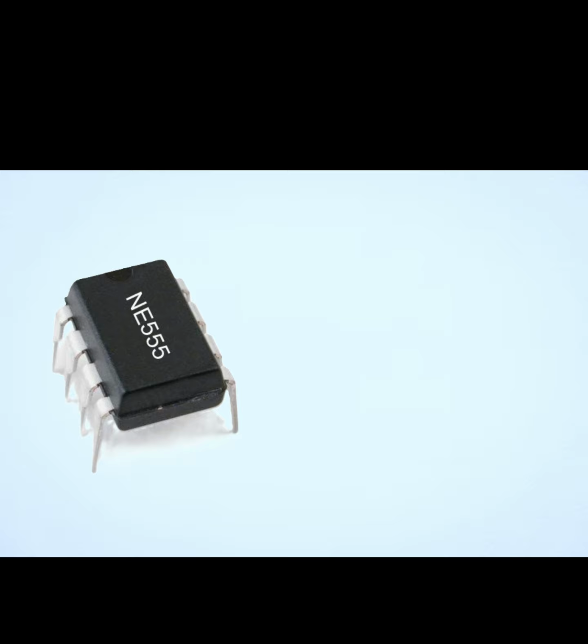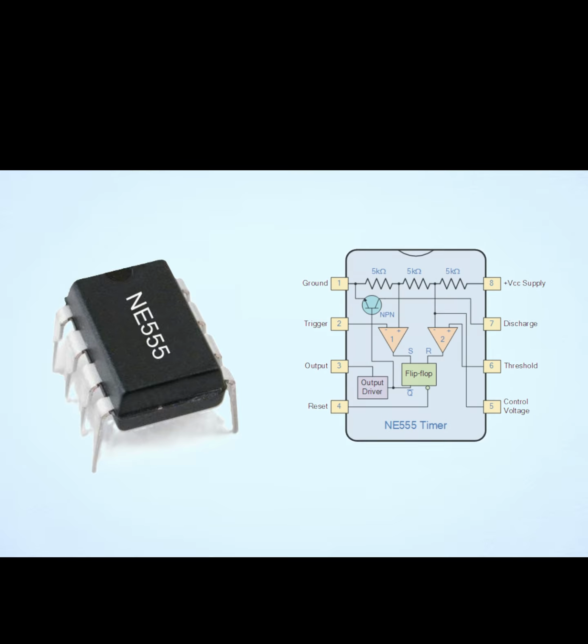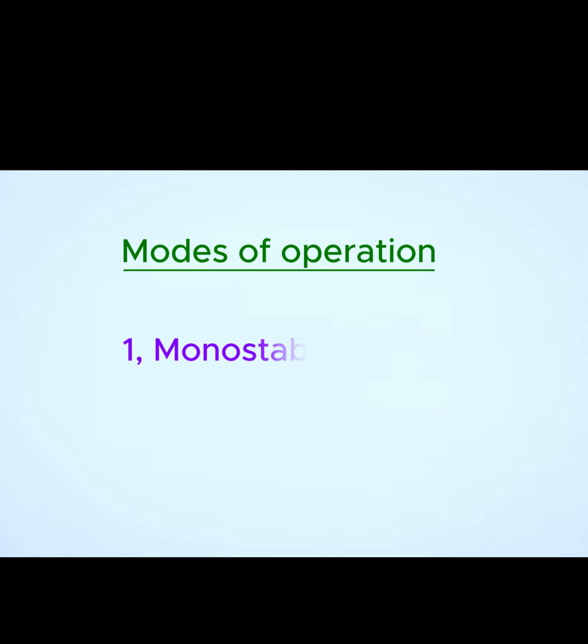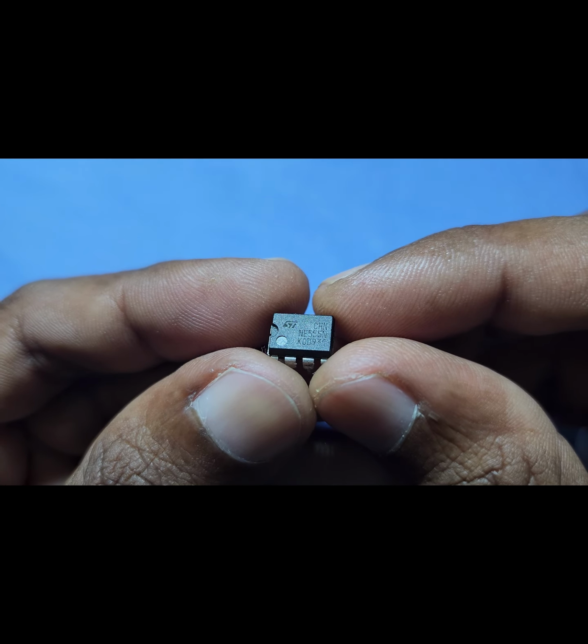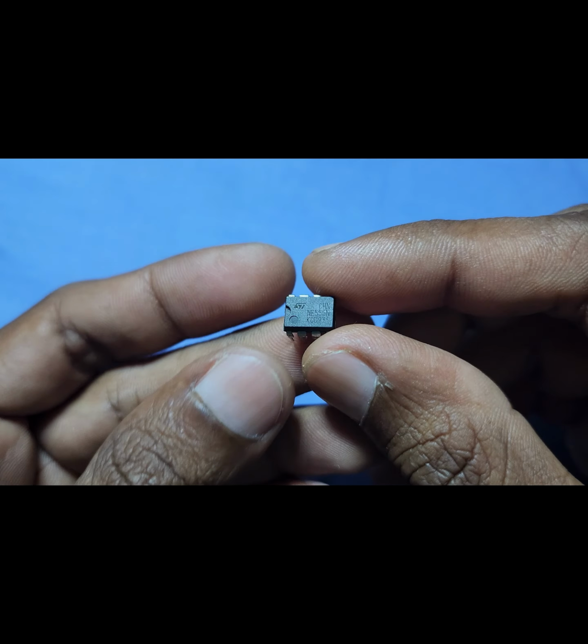In this video, I am going to talk about the NE555 timer IC. It is a very familiar IC, which can be used in a variety of applications, such as timers, oscillators, pulse generators, etc. In this video we will discuss three modes of operation: monostable mode, astable mode, and bistable mode. So let's get started. First, let's identify the pinout of the IC.